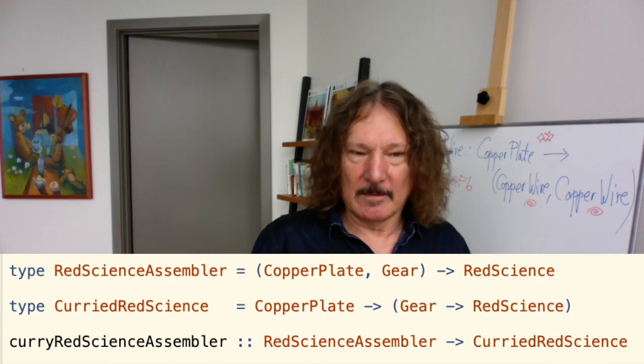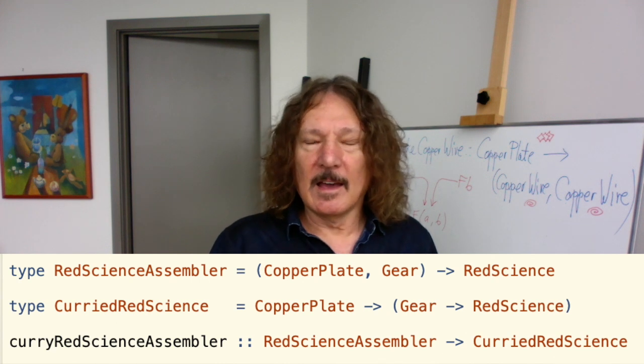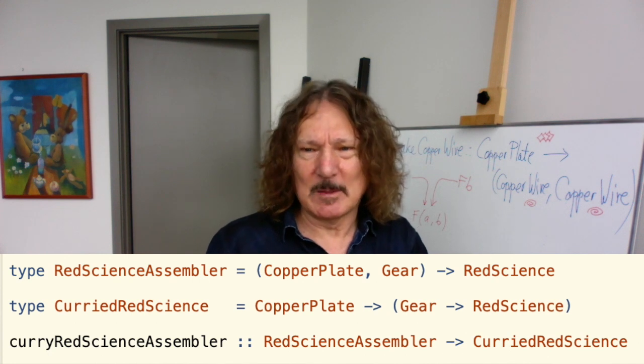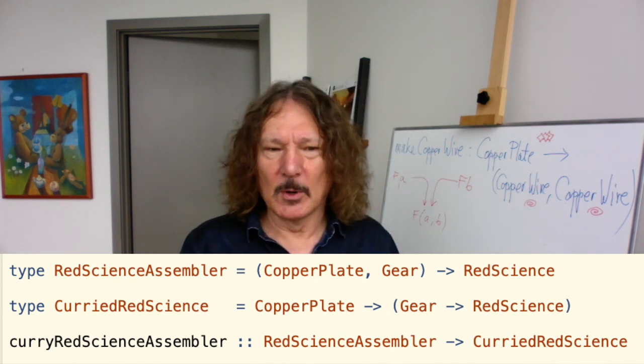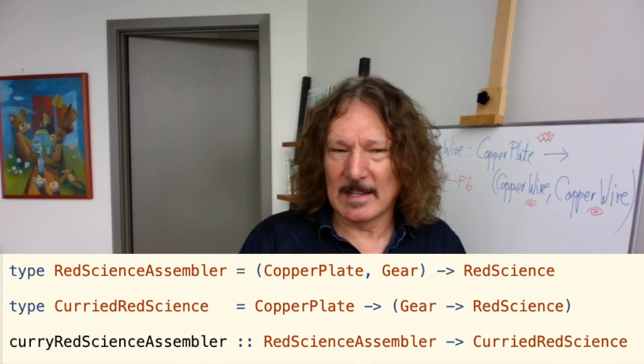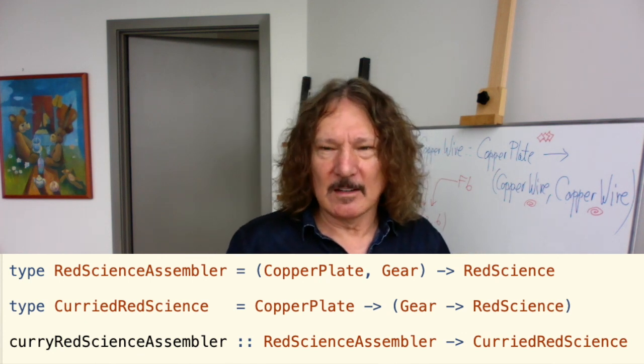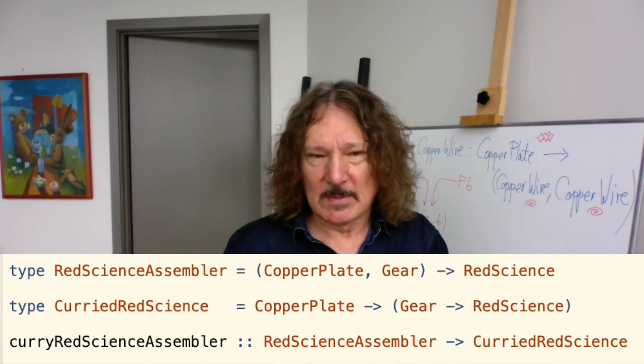The first assembler, I'm writing this assembler as a recipe. So this has a recipe that takes a pair and produces red science, right? And it produces another assembler that takes copper plate and produces this partially primed assembler that needs a gear to produce red science. Follow this? This is like the important part. You get one assembler. It produces another assembler that takes an argument and produces an assembler.